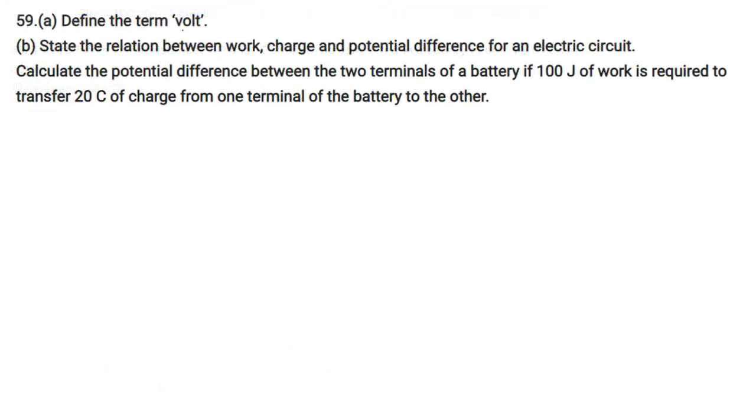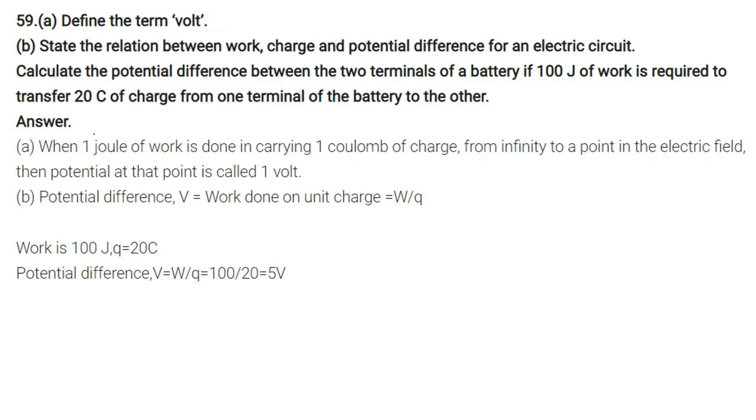Define the term volt. When 1 joule of work is done in carrying 1 coulomb of charge from infinity to a point in an electric field, then the potential at that point is equal to 1 volt. Now state the relationship between work, charge, and potential difference of an electric circuit.